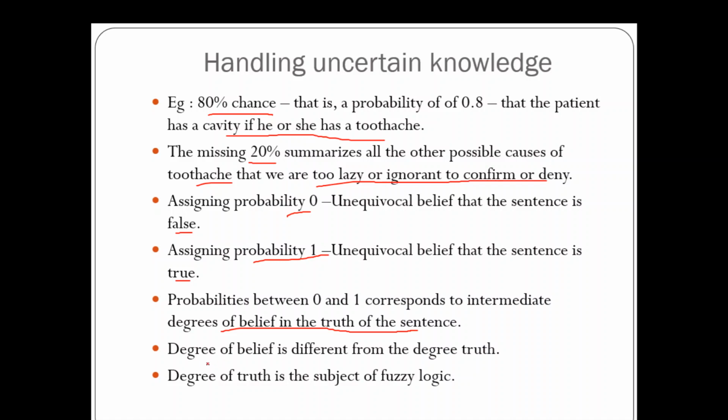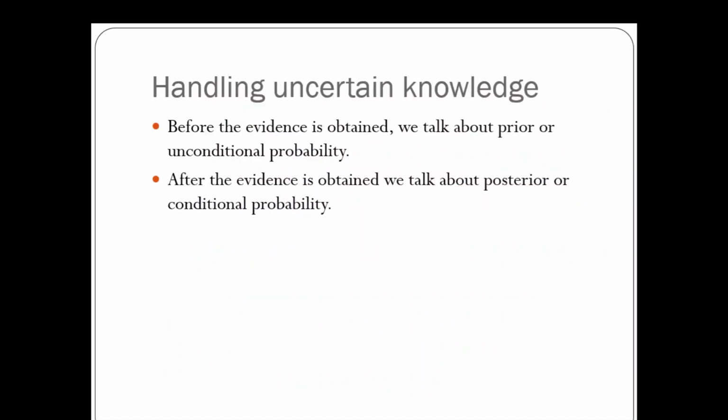There are two things here: degree of belief and degree of truth. These two things are different. We are talking about degree of belief, which is about probability theory. Whereas degree of truth is a subject of fuzzy logic, which we will discuss briefly later. So here our focus is on degree of belief, that is, probability theory.